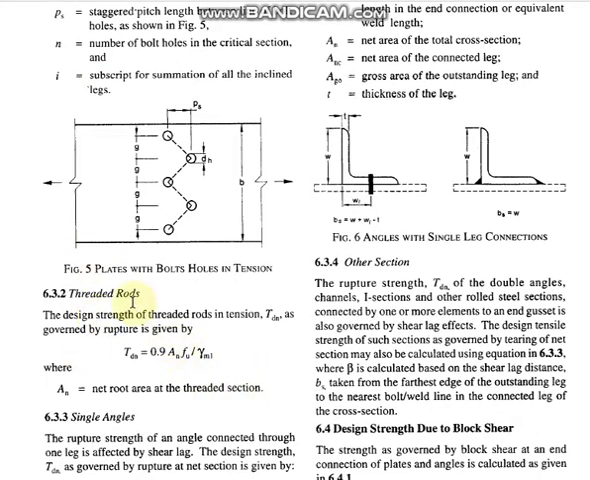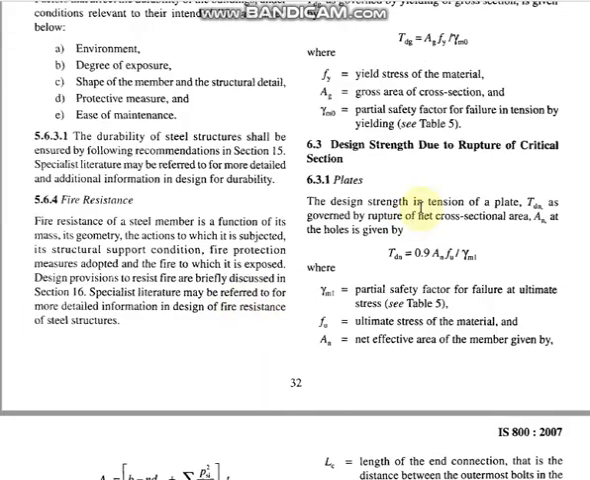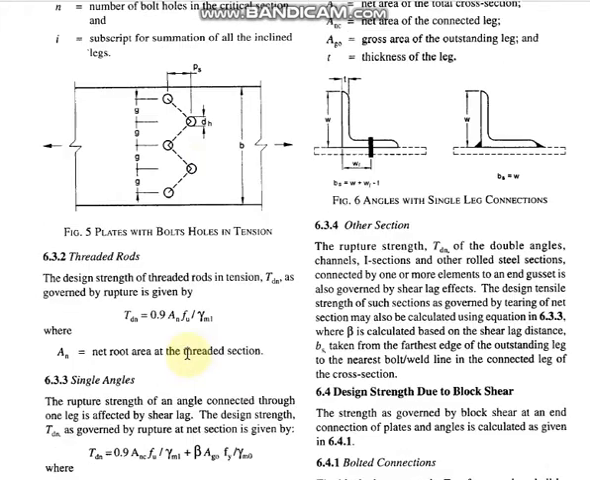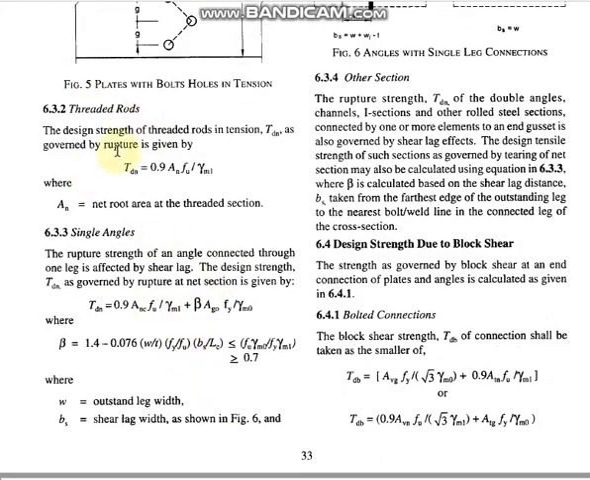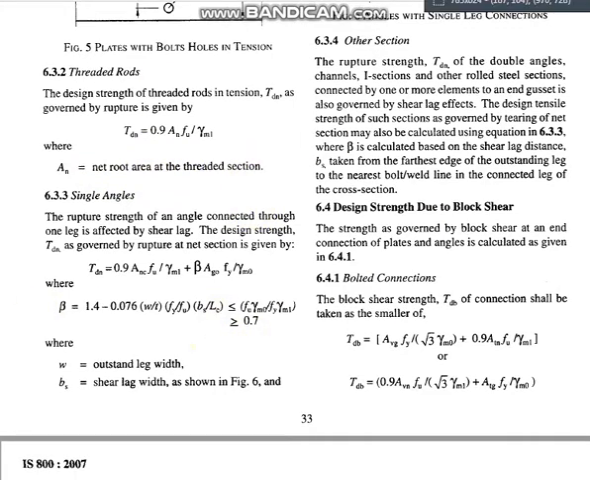The strength due to rupture of critical section for threaded rods can be calculated using the formula Tdn equal to 0.9 into An into Fu by gamma m1, where An is net root area at the threaded section. Similarly, for single angles, rupture strength can be calculated using this formula.